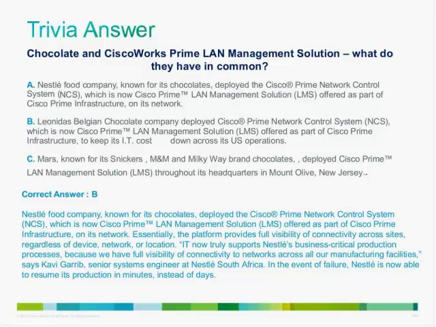Oh, and we have to get to our answer for our trivia question. Chocolate and CiscoWorks Prime LAN Management Solution, what do they have in common? The correct answer was B. The Nestle food company, known for its chocolates, deployed the Cisco Prime solution on its network.